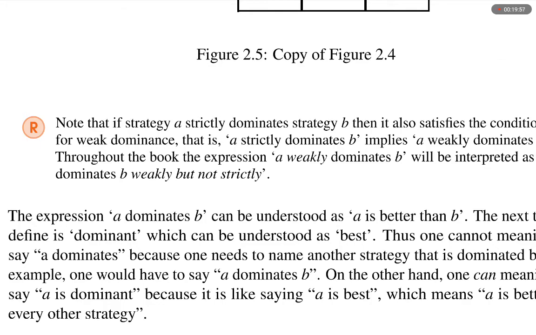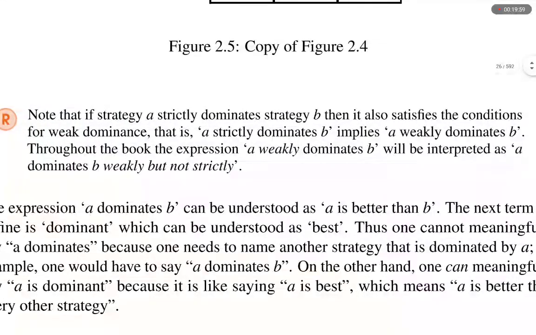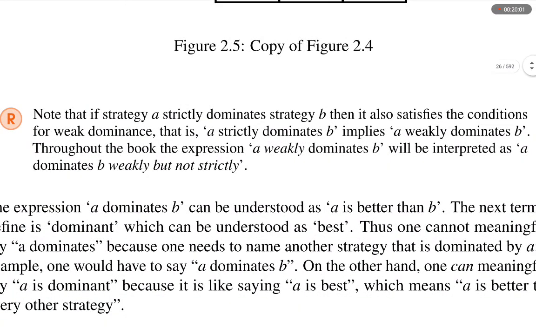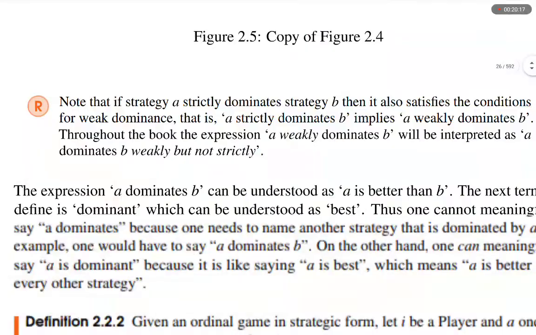Note that if strategy A strictly dominates strategy B, then it also satisfies the conditions for weak dominance. That is, A strictly dominates B implies A weakly dominates B. Throughout the book, the expression A weakly dominates B will be interpreted as A dominates B weakly, but not strictly.